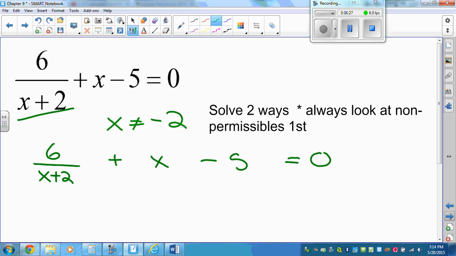So my strategy again is going to be to eliminate all fractions. I want them gone. So I'm going to multiply every single term by the greatest common denominator. Okay, so that is x plus 2. So I'm going to multiply everything by x plus 2. That's allowed.